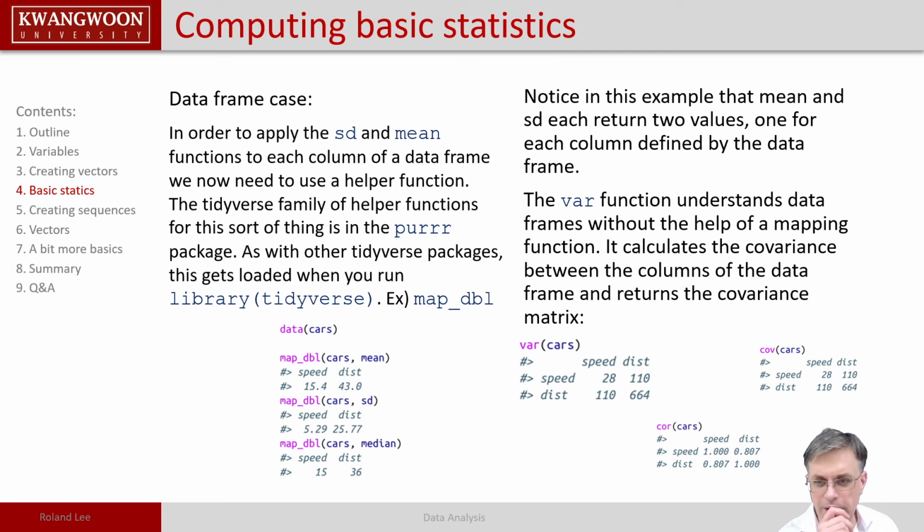Older versions of R's mean and standard deviation were smart about data frames. They understood that each column of the data frame is a different variable, so they calculated the statistics for each column individually. This is no longer the case. In order to apply the standard deviation and the mean functions to each column of the data frame, we now need to use a helper function.